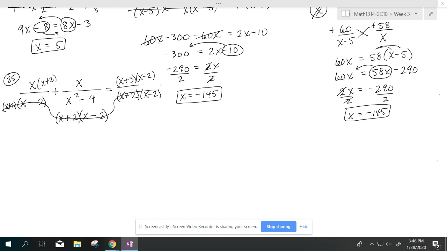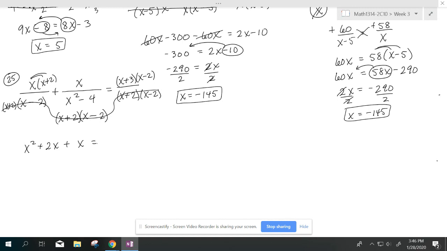All right, so for the first numerator, I'm going to have to distribute this x. X times x. Uh-oh, that's quadratic. X times 2, 2x plus x. These two? Yeah, we can add those. Those are like terms. I'll do it in the next step.